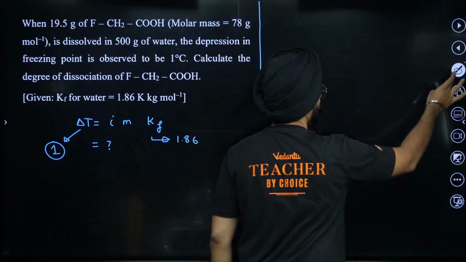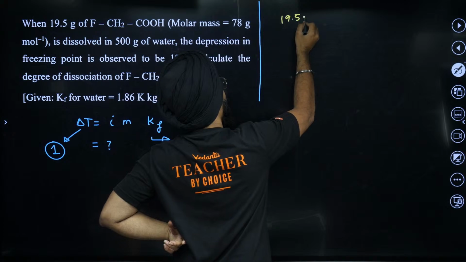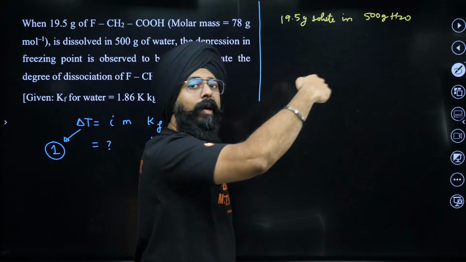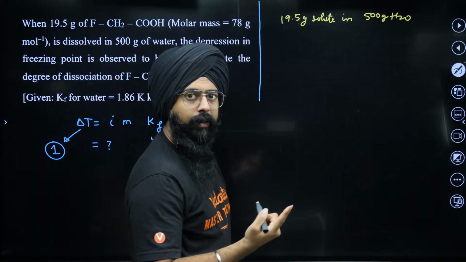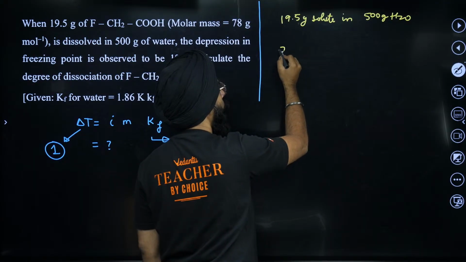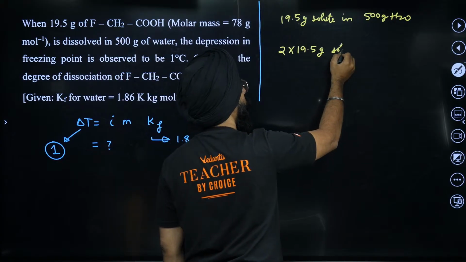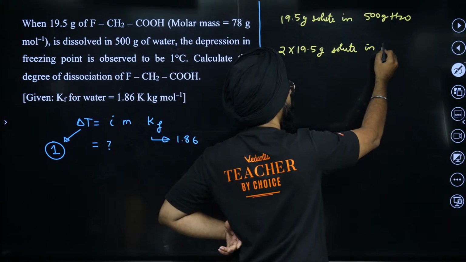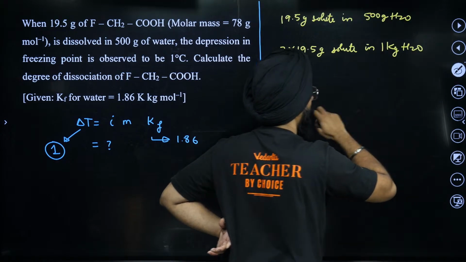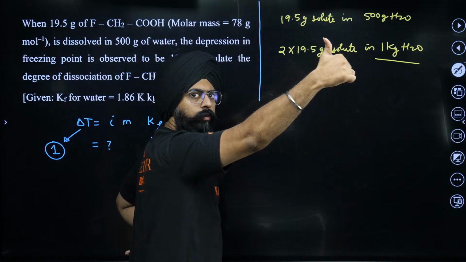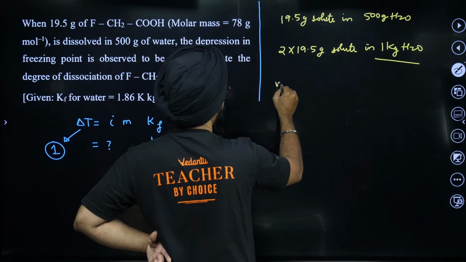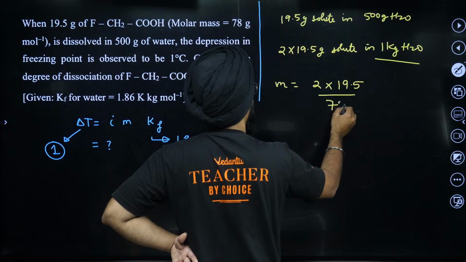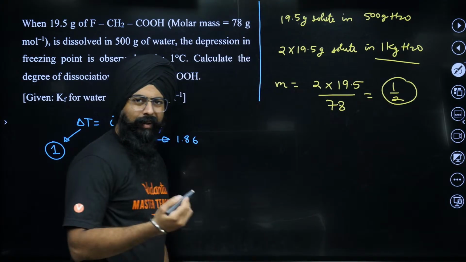Okay. Now, 19.5 grams of solute is there in 500 grams of water. So, using the same pattern that we've done in the earlier two questions, can we convert this to molality? Multiply by 2 on both sides. So 2 into 19.5 grams of solute, which is how much? 39. 39 grams of solute is present in 1 kilogram of water. So the right hand side is the equation for molality. Left hand side we need to convert this to moles. So I can say molality is equal to 2 into 19.5, that is 39, divided by 78. Half. Molality is 0.5. Cool.